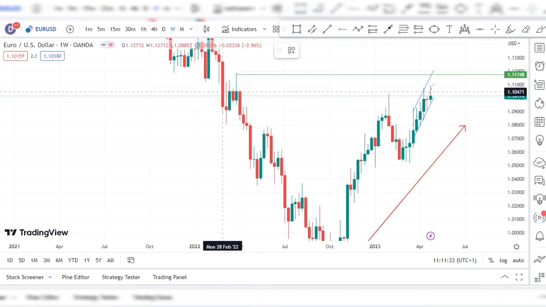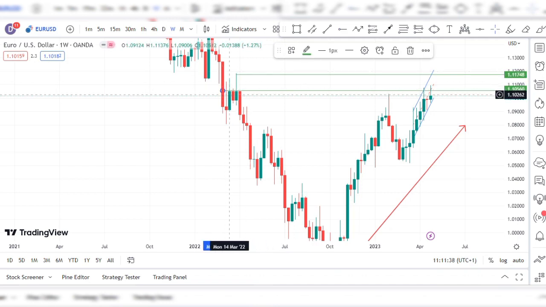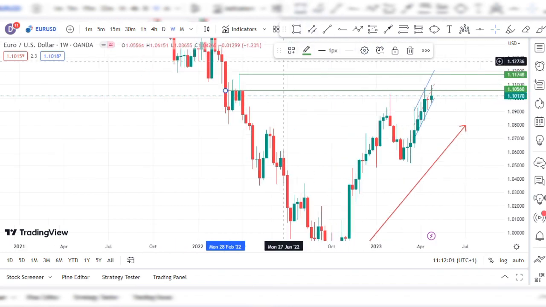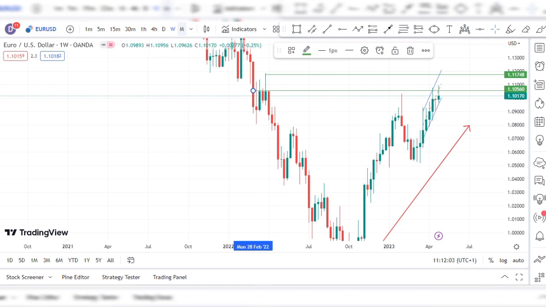there's this level here, that even though there were some wicks above that area, price never closed above that level, and that is the 1.105 area. Price never closed above that area, but wicked through on occasions, and now that's where price is wicking through now. So price has tested that area, and that's what we're looking at, still with price going to the upside.